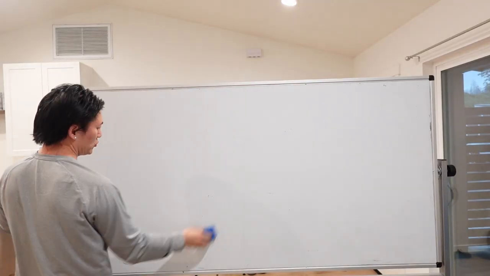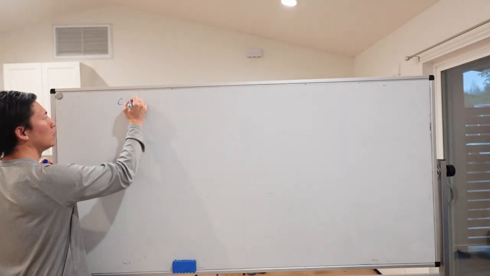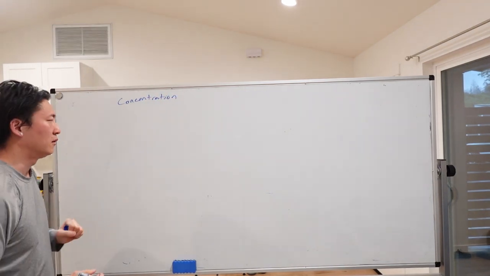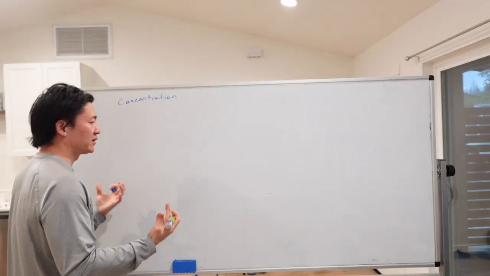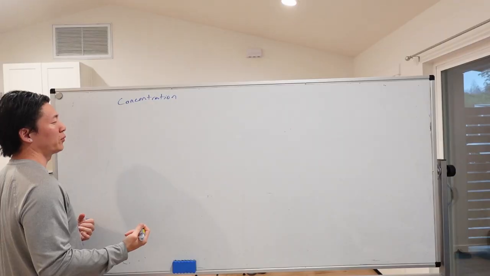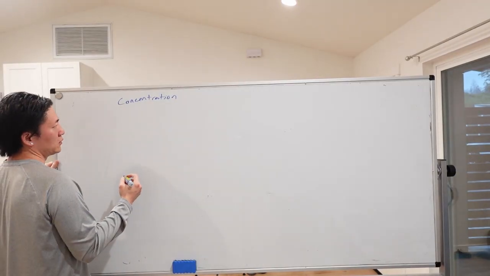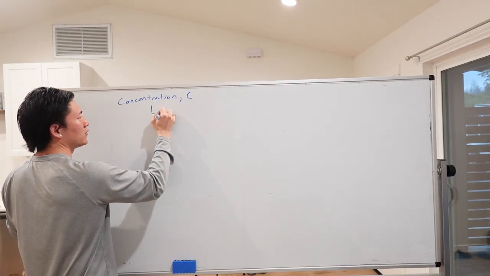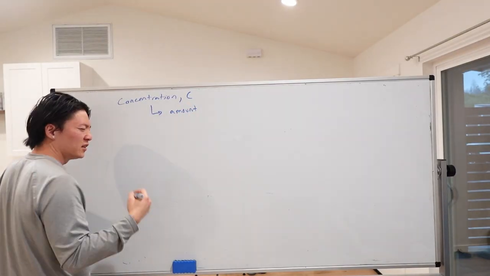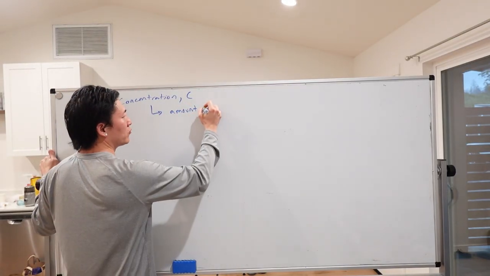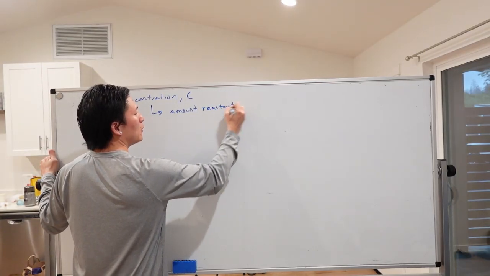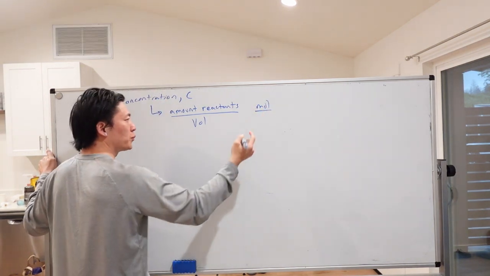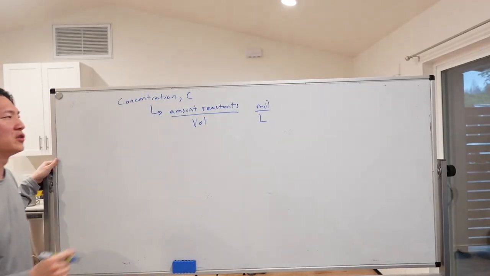The next part has to do with concentration. It's very similar to the balloon idea. It's actually the same exact thing, except we're not dealing with pressures. Concentration, C, is the amount of stuff, and in this case we're talking about reactants, so I'll say the amount of reactants per unit volume. Usually the units are moles. We like to deal with moles per unit volume, liters. We like to use liters there.